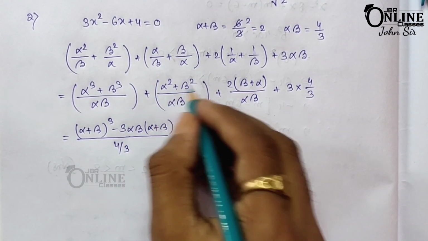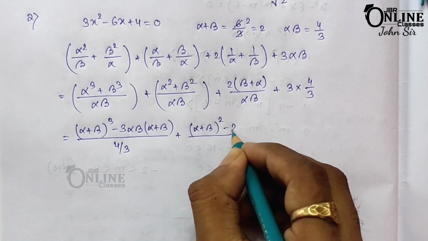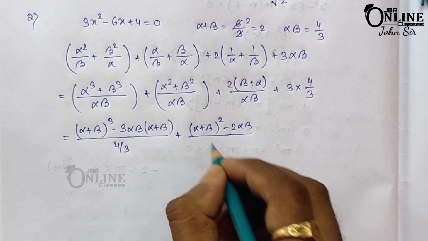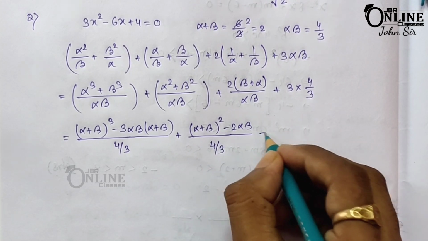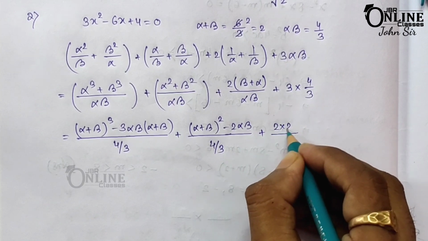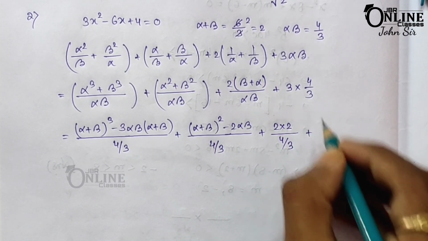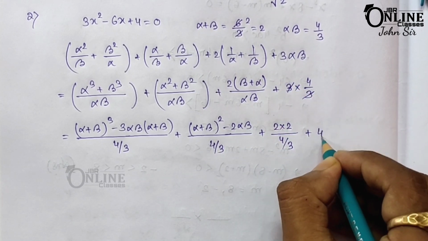Next, alpha square plus beta square. So alpha plus beta whole square minus 2 alpha beta, and here 4 by 3. Next one, here 2 into alpha plus beta, that equal to 2 into 2, and this one will be 4 by 3, plus 3 cancel out, that equal to 4.